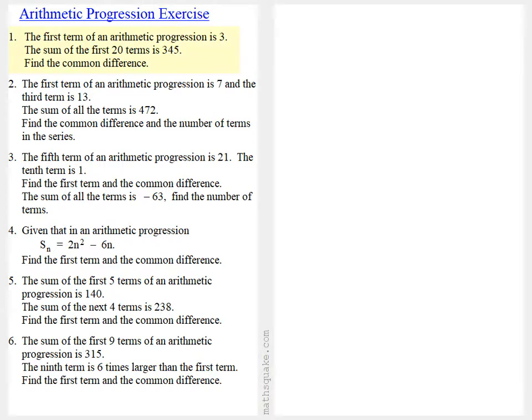Okay, question 1 says, the first term of an arithmetic progression is 3. The sum of the first 20 terms is 345. Find the common difference. Well, to solve this, we have the first term a is equal to 3, and the sum of the first 20 terms, that's S20, is equal to 345.